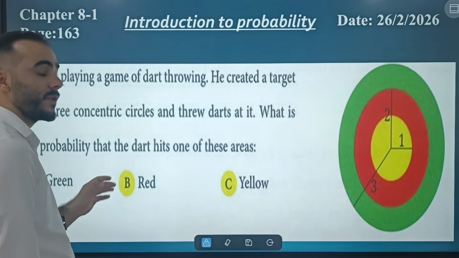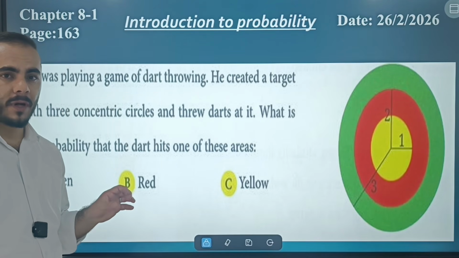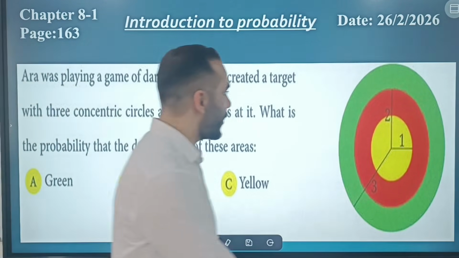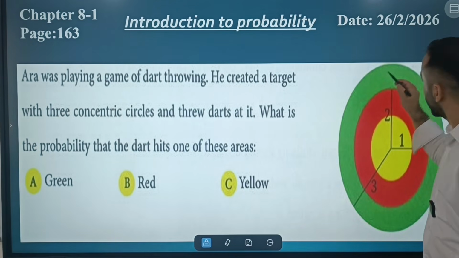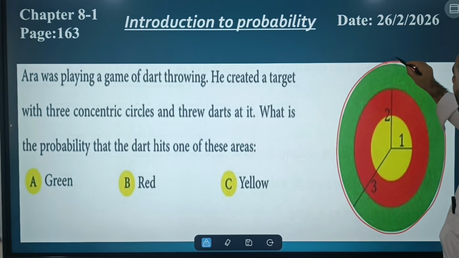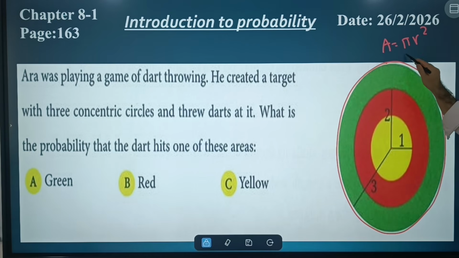Basically, this is not a multiple choice question. First of all, it talks about area. Okay? So we need to get the total area. Imagine this is the board of the game. That is the game board. Its area, it is a circle. The area of a circle, we use pi r squared, where r stands for radius.